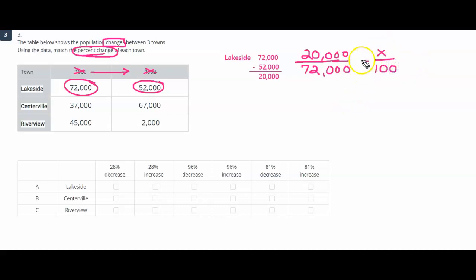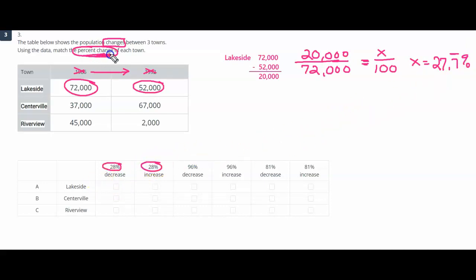I'm not going to work on the calculation today, but I will tell you when you solve for x, you will end up with 27.7 repeating percent. So if we look at our answers, what would that be?